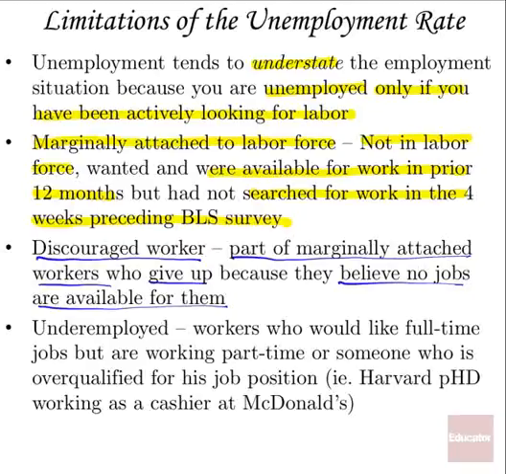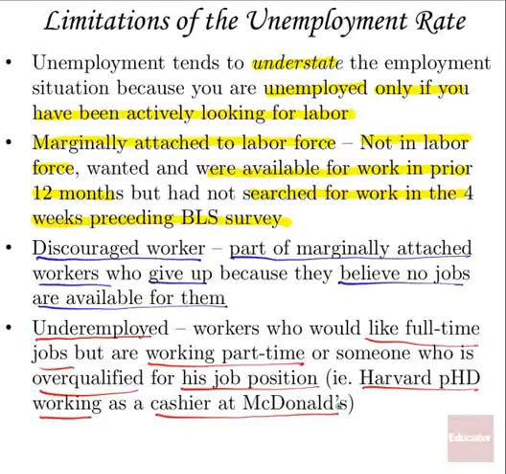And maybe not as bad a problem as the discouraged worker, you have the underemployed. So workers who would like full-time jobs but are working part-time, or it could be someone who is overqualified for his or her job position. For example, a Harvard PhD working as a cashier at McDonald's. So if you're working at a place 20 hours a week, but you want to work 40 hours, then you're underemployed. Or you spent 10 years getting a Harvard PhD in economics, and the best job you can get is a cashier at McDonald's.